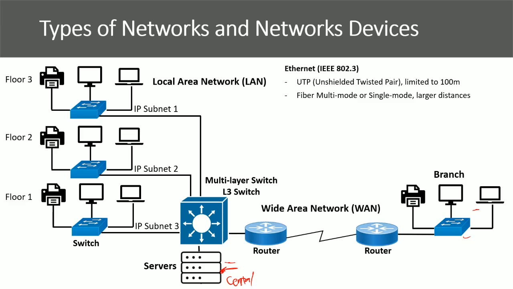WAN stands for Wide Area Network, and in this case we need to have routers to connect WAN links between remote branches. Typically, we use different protocols for WAN. For example, we use HDLC or PPP, and in some cases, mainly recently, we have started using Ethernet for WAN connectivity. We will discuss LAN and WAN in more details in the coming slides of this video.